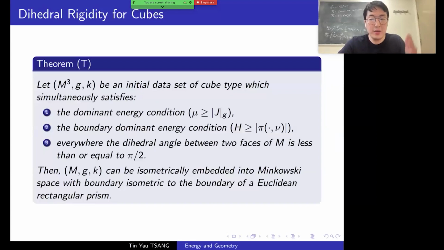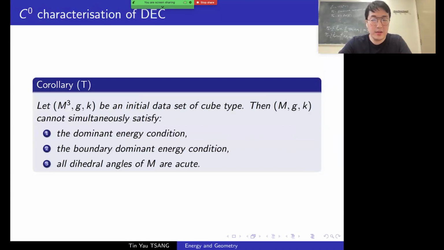So as a corollary, we get this. It actually comes from an example constructed by Gromov. Let MGK be an initial data set of cube type. Then MGK cannot simultaneously satisfy the following three conditions: the dominant energy condition, the boundary dominant energy condition, while all diagonal angles are acute. It's just impossible, because in the case K equals 0, Professor Gromov has already constructed the example. That is impossible.